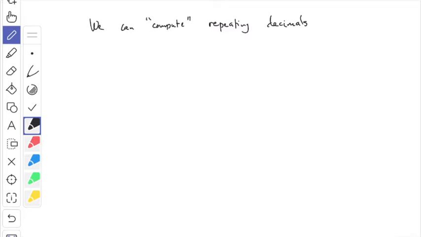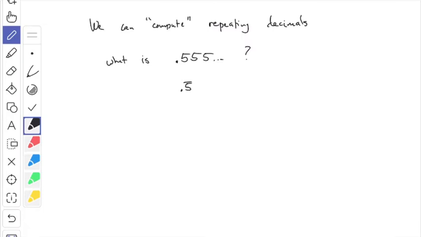For example, what number is 0.555 repeating? I'm going to write this as 0.5 with a little bar over it. It's actually 5 over 9, because 1/9 is 0.1 repeating, and this is 5 times that.